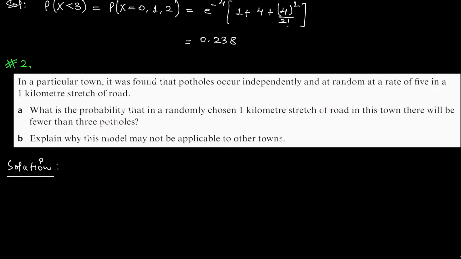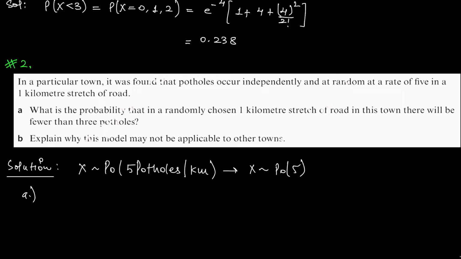So let's write the solution part of it. First of all, we will say that x follows Poisson distribution with 5 potholes per kilometer. Or I can more precisely write it like this: x follows Poisson with just 5 over there. Now question number 1 says, what is the probability that in a randomly chosen 1 kilometer stretch of road there will be fewer than 3 potholes? Means we need to calculate the probability of x less than 3, that is probability of x equals 0, 1 or 2.